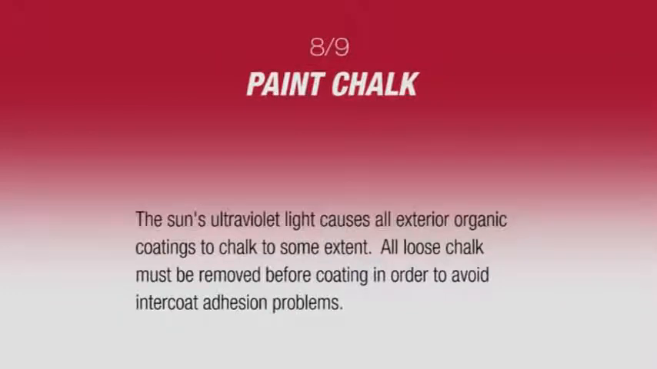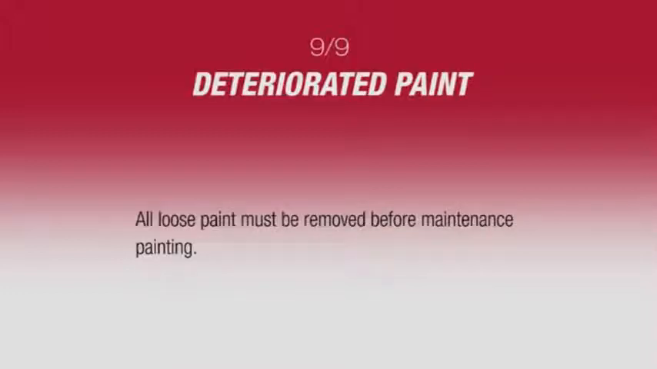Paint chalk. The sun's ultraviolet light causes all exterior organic coatings to chalk to some extent. All loose chalk must be removed before coating in order to avoid intercoat adhesion problems. Deteriorated paint. All loose paint must be removed before maintenance painting.